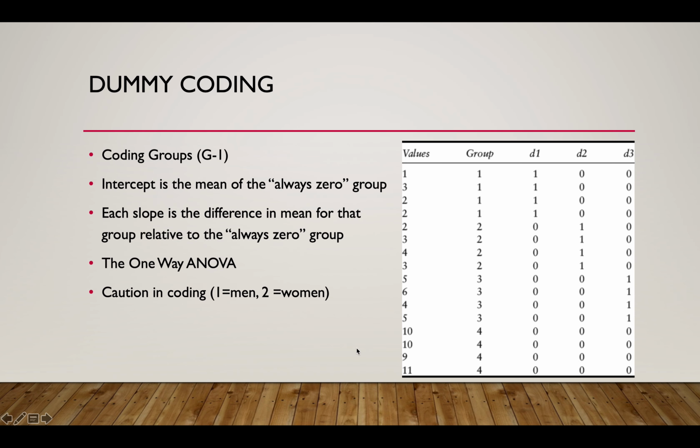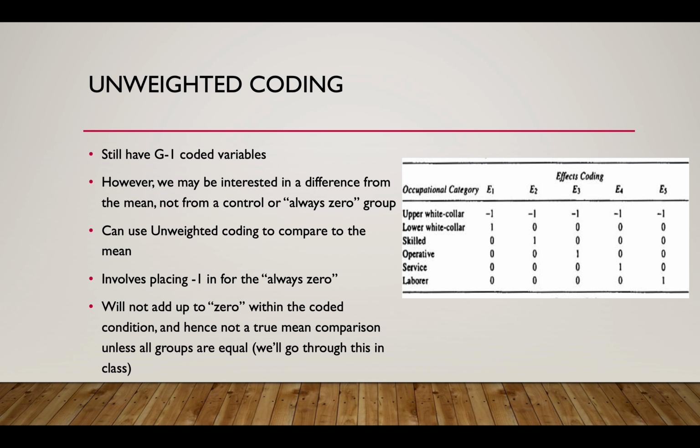At least for dummy coding, there is another type of coding that we're going to talk about today, and that is unweighted coding. I say unweighted because we are not accounting for the fact that there might be different numbers of people in each group. So we're still going to have g minus 1 coded variables, but we might decide that we actually want to compare this to the true mean within the data set, right? And if that's the case, then you would do something along these lines.